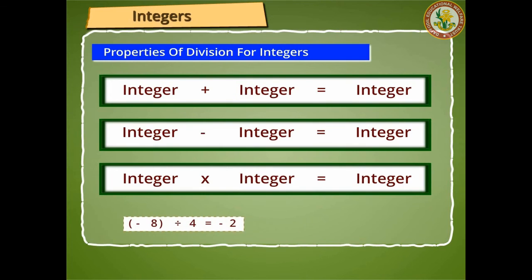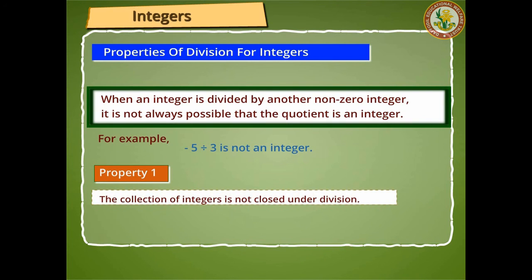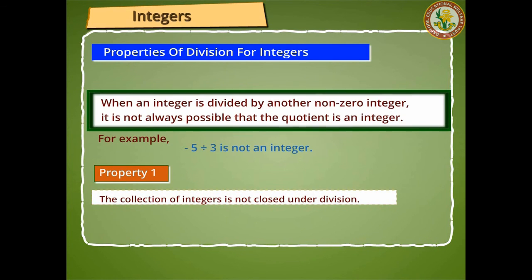We know that -8 ÷ 4 = -2 and -16 ÷ (-4) = 4. Here, the quotients -2 and 4 in both the cases are integers. But when an integer is divided by another non-zero integer, it is not always possible that the quotient is an integer. For example, -5 ÷ 3 is not an integer. Hence, we draw property 1, which states that the collection of integers is not closed under division.